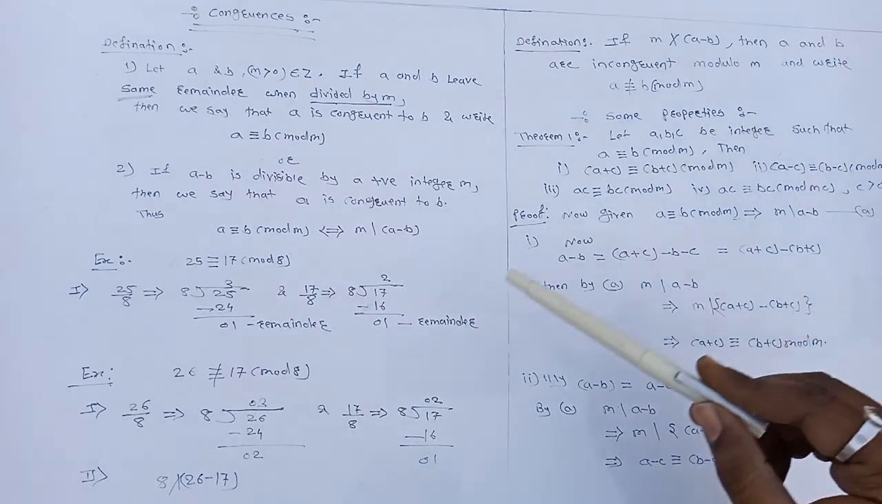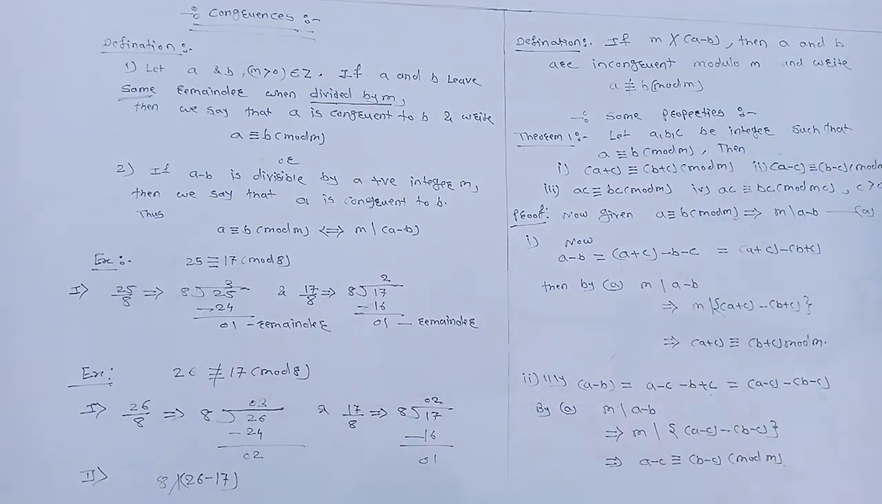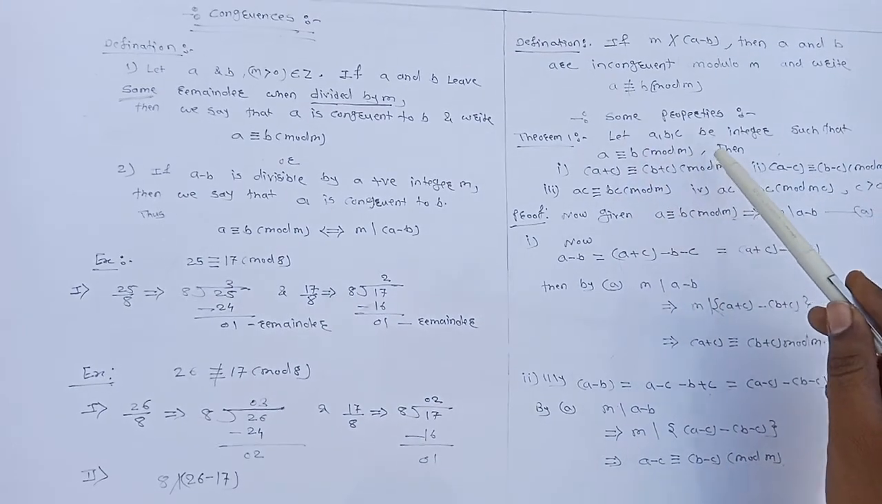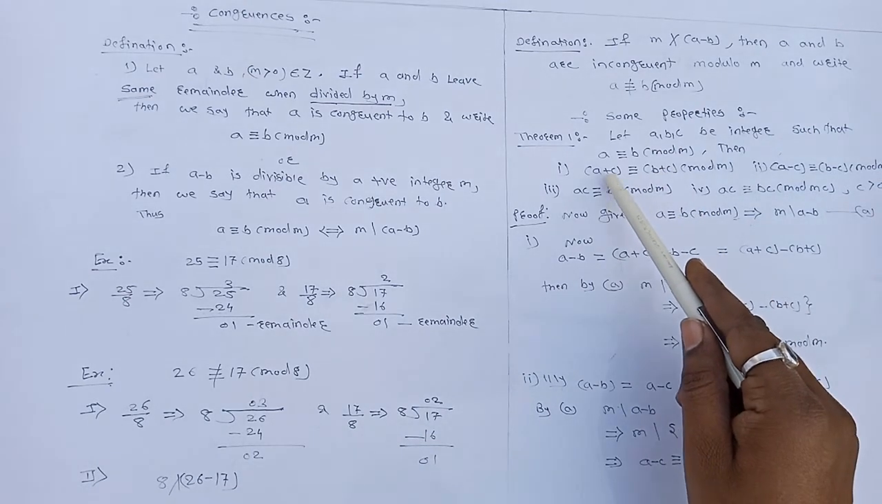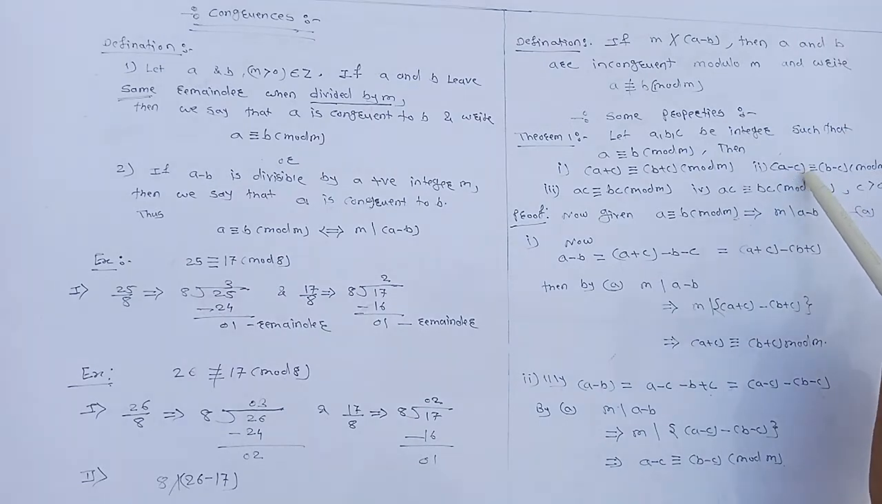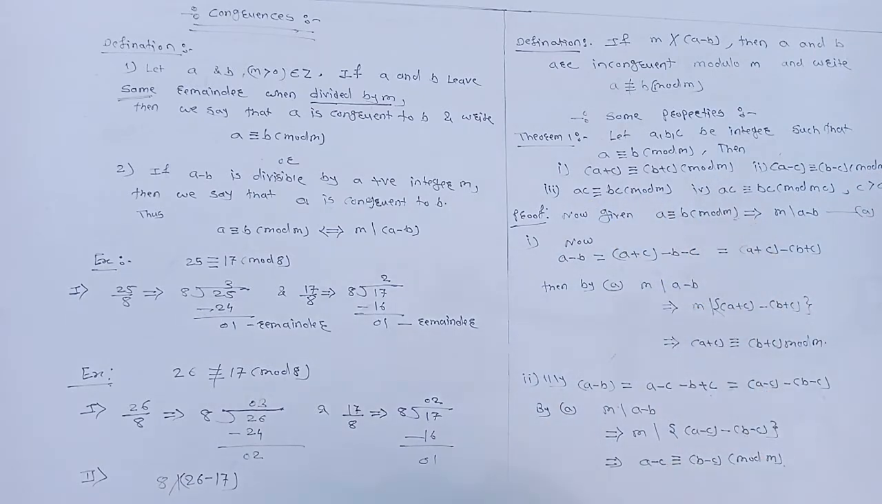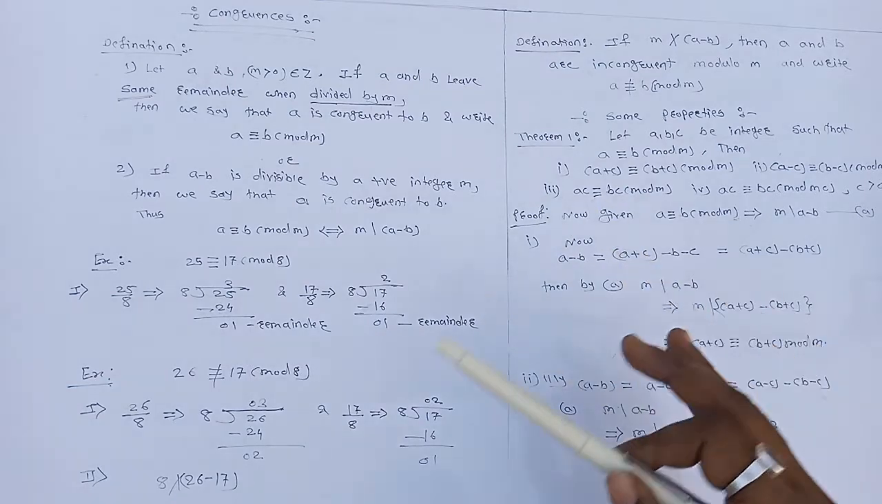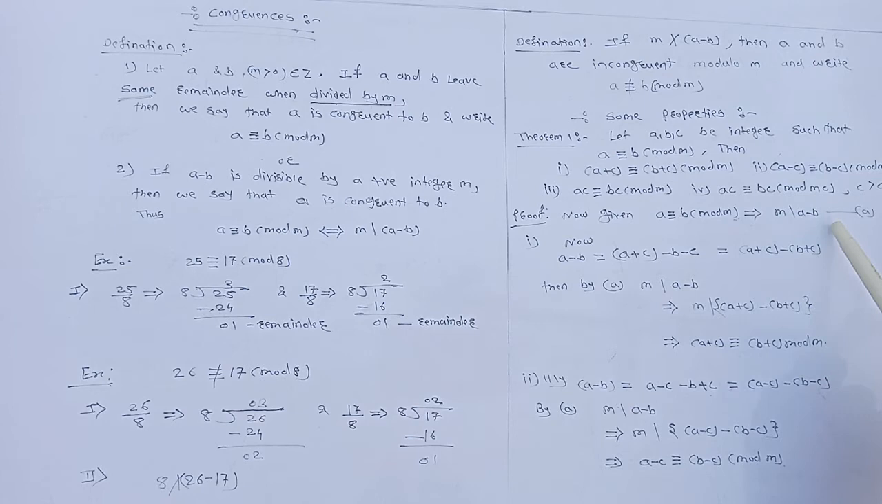Now some properties. Theorem number one: let A, B and C be positive integers such that A is congruent to B mod M. Then we have to show that their addition, that means A plus C, is congruent to B plus C mod M, and A minus C is congruent to B minus C mod M. Similarly, we have to show that AC is congruent to BC mod M, and this is the fourth. Now the proof. Given that A is congruent to B mod M, that means M divides A minus B; this is equation A.